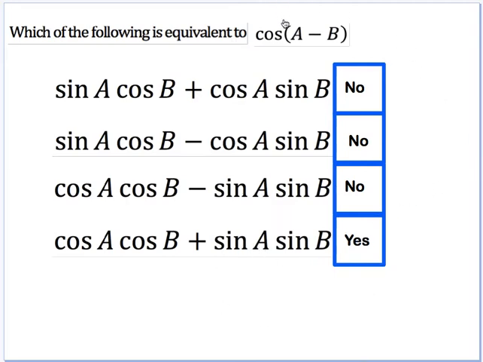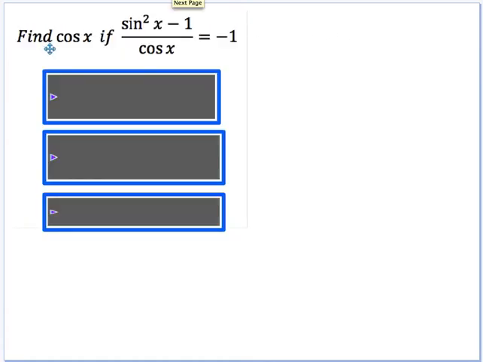So if you look at your identity chart, you'll notice that cosine A minus B you can expand to cosine A times cosine B plus sine A times sine B. So really with this type of question, all you have to do is know where to look on your identity chart.